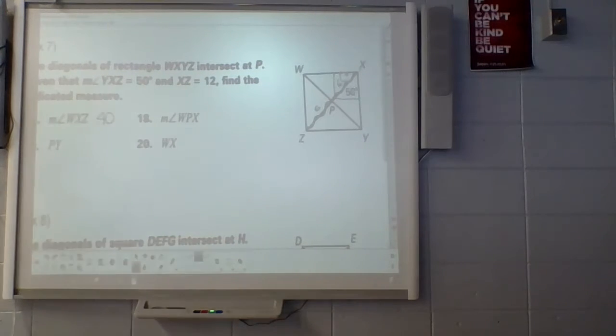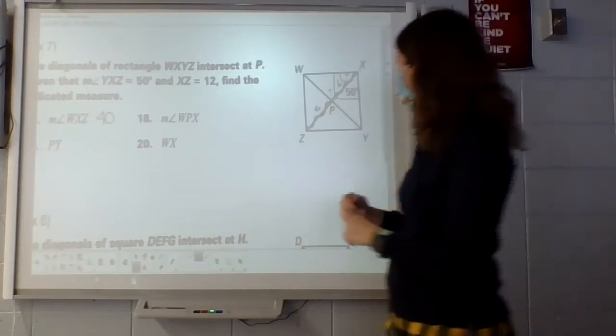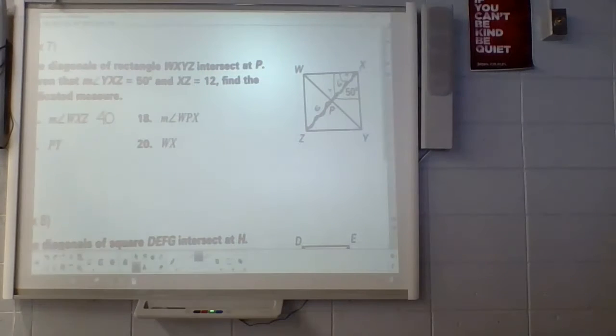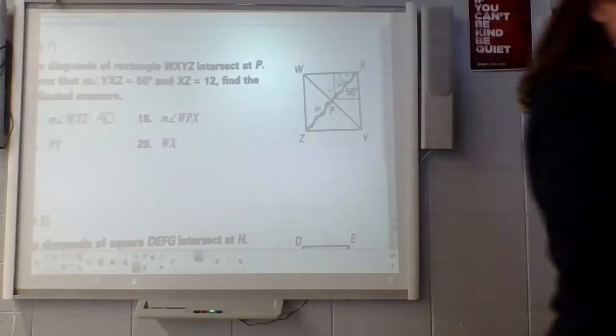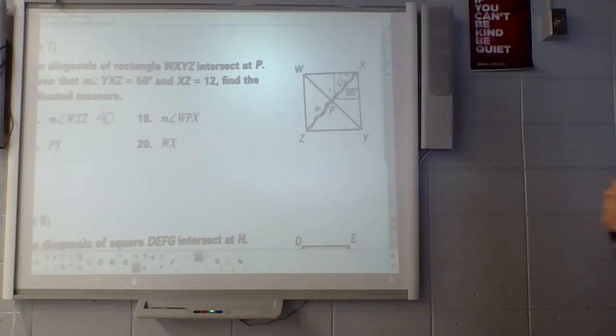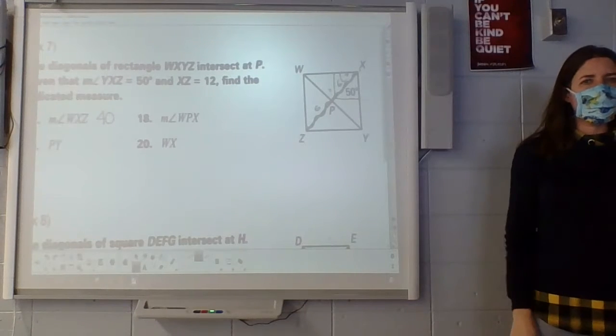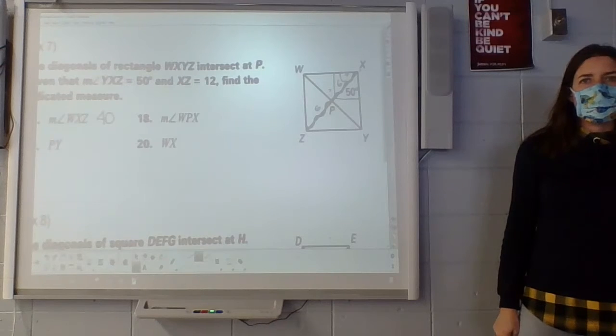WPX, so that's here. Any thoughts on how to find that? Yeah. Would it be 90 degrees? It's not 90 in a rectangle. It is in a square or a rhombus, but not necessarily in a rectangle. So it is not 90 this time. Kind of looks like it, so that might be what's throwing you off. It's close. It's 100.